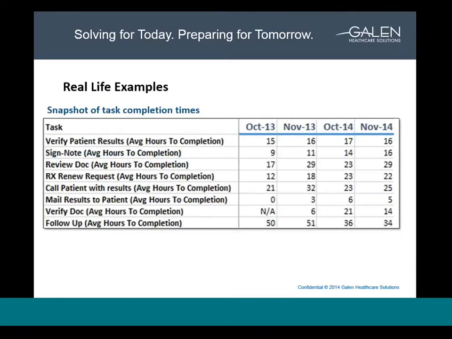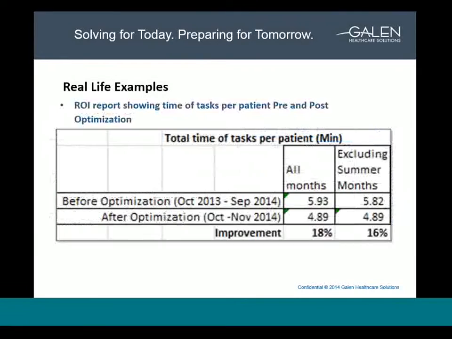In this slide, we took another snapshot to see the average hours to completion for these listed tasks. And again, finally, we produced the ROI report.